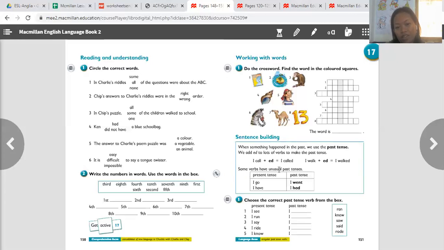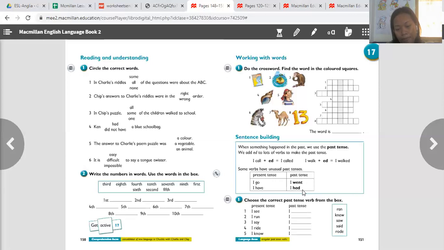Some words have unusual past tenses. It changed, which means that we cannot add ed like this, but the word itself completely changed. It is called irregular verb, which is unusual past tense. So when we say I go, in the past tense, we say I went. I go, change to I went. I have, changed to I had.